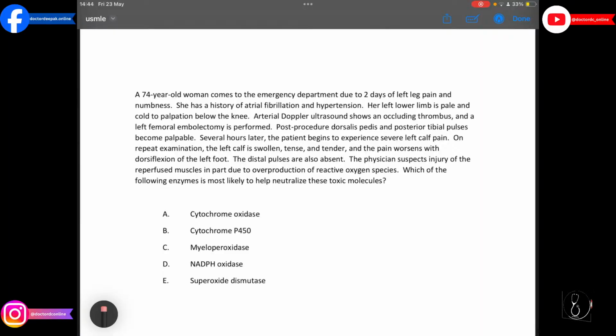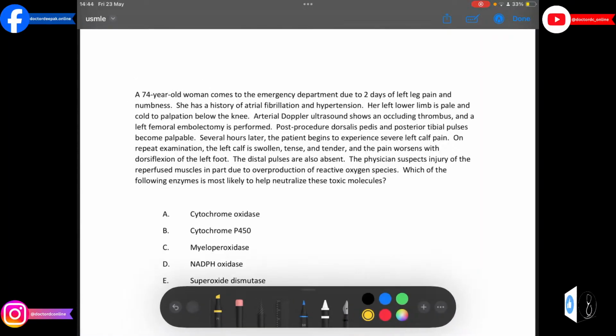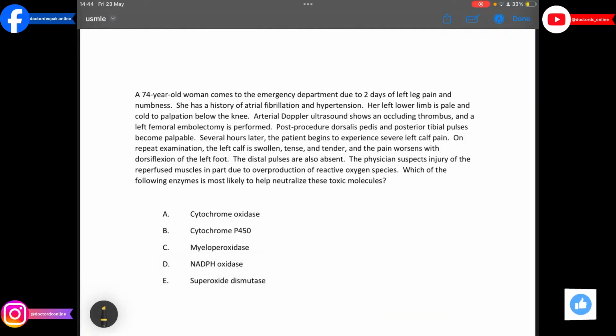A 74-year-old woman comes to the emergency department due to 2 days of left leg pain and numbness. She has a history of atrial fibrillation and hypertension. Her left lower limb is pale and cool below the knee. Imaging shows an occluding thrombus, and left femoral embolectomy is performed. After the procedure, the dorsalis pedis and posterior tibial pulses become palpable.